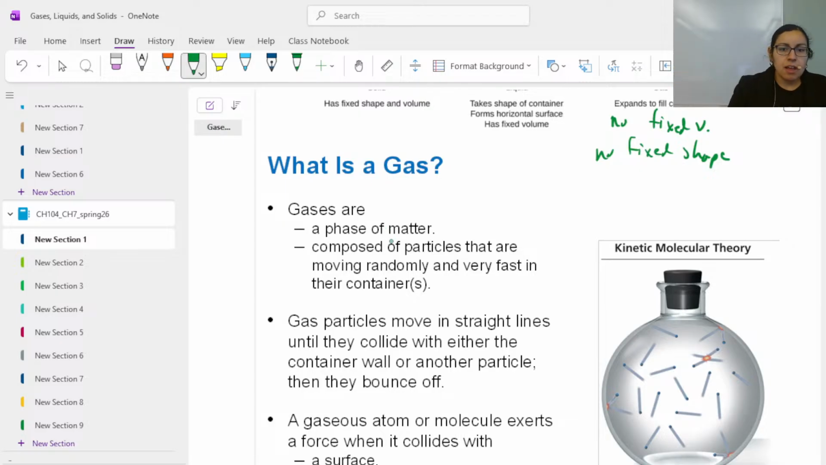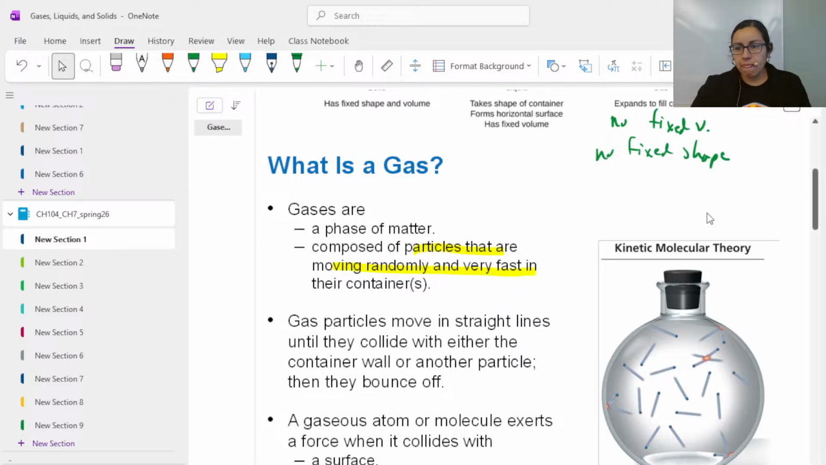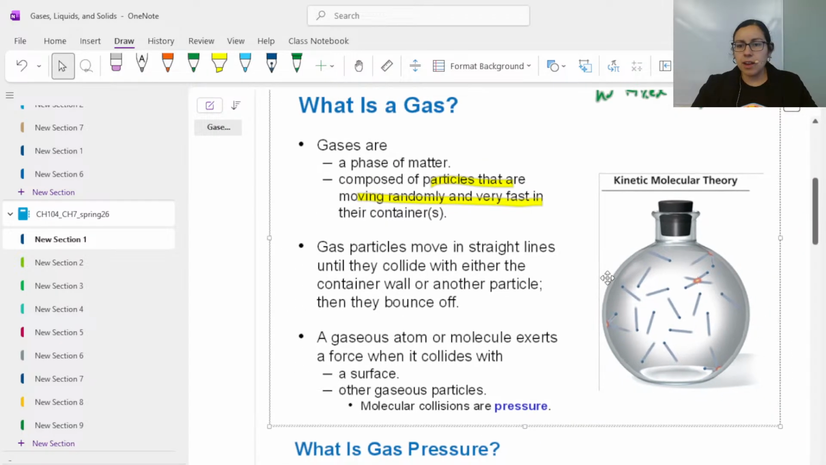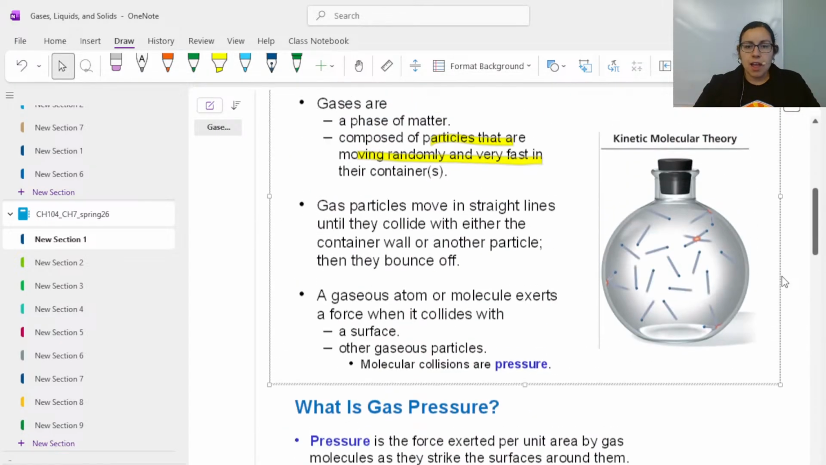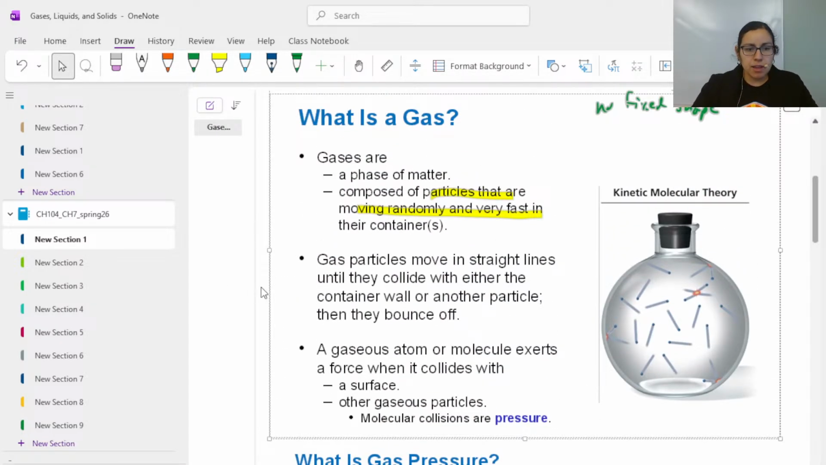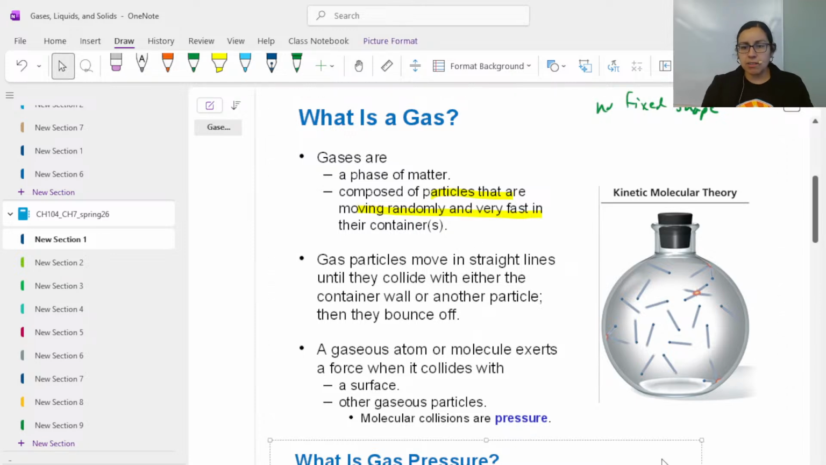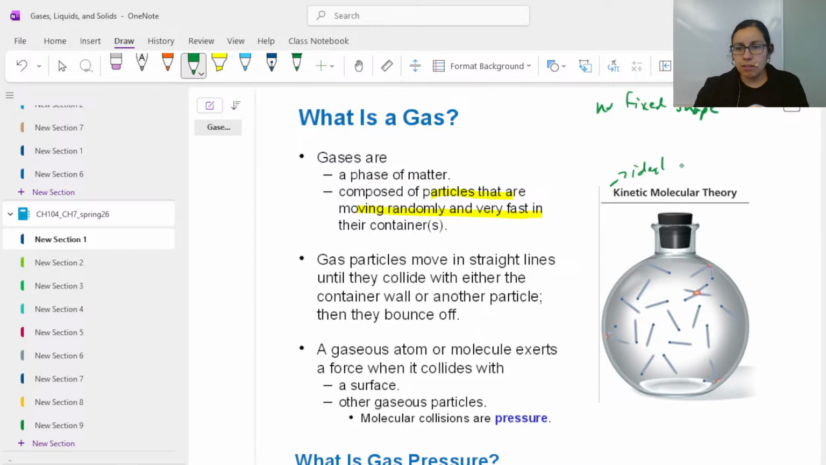Thanks. Gas is a phase of matter where the particles are moving around randomly and fast in their container. We're going to look at just our basic kinetic molecular theory, which makes some assumptions about our gas. This is basically for an ideal gas, and we'll mention the minor discrepancies.